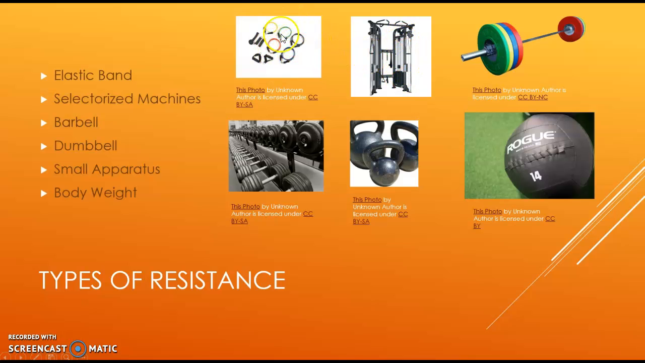Where bands differ is with elastomer bands, that's a technical term for elastic bands: the further you stretch them, the more resistance they offer, to the point where you stretch them so far they break. And different bands have different thicknesses, so the thickness dictates how much resistance is being offered.